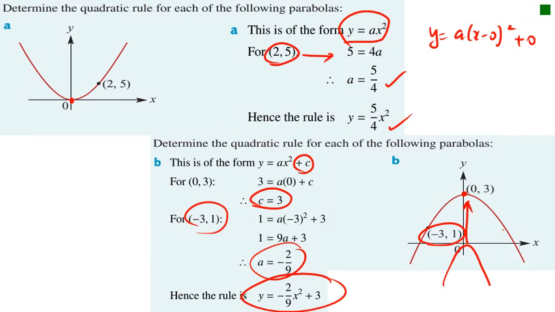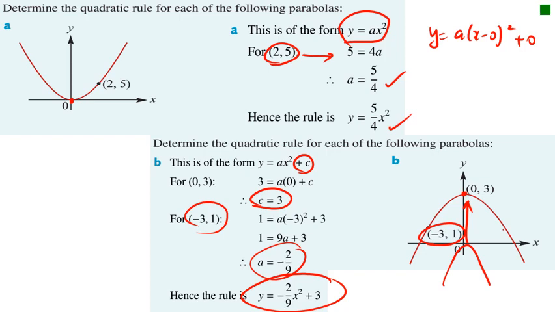Okay, so we've got a blank screen here, but not for long. This one says determine the quadratic rule for this particular parabola. What we observe is, because it's going through the origin like so, we already know its turning point, so it's like y is equal to a times (x - 0) squared plus 0.